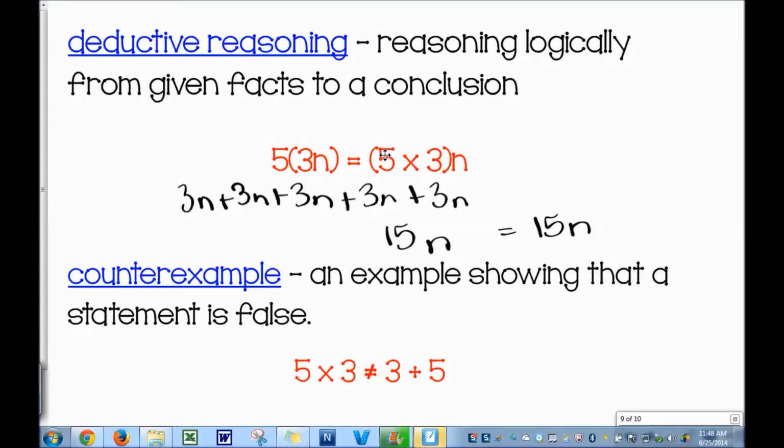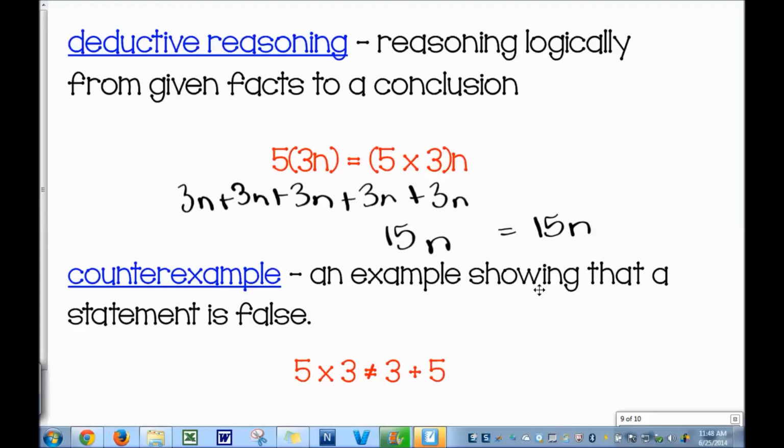So deductive reasoning is what I do. I reason logically to form a conclusion, to prove the associative property of multiplication. And you can do that with each of those properties. An example showing that a statement is false is called a counterexample. Like 5 times 3 is not equal to 3 plus 5. I could use that as a counterexample.